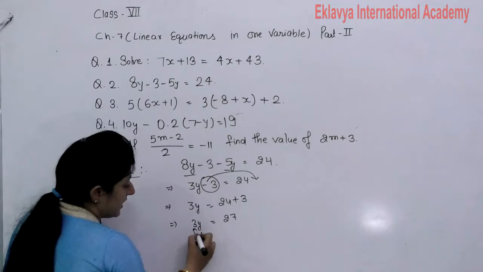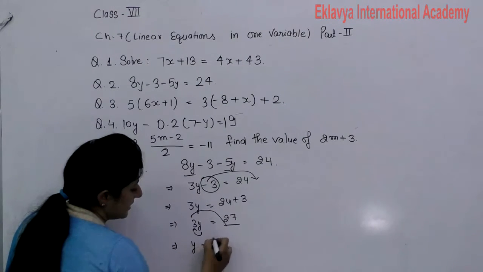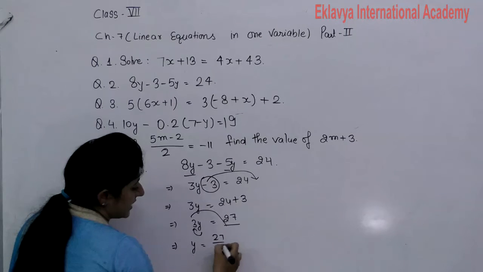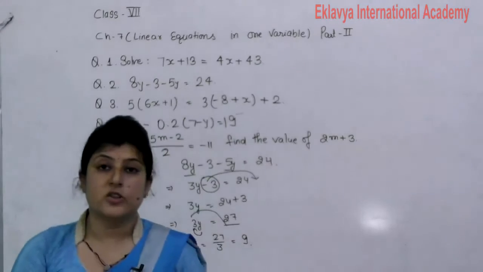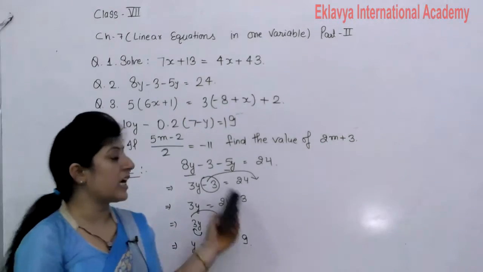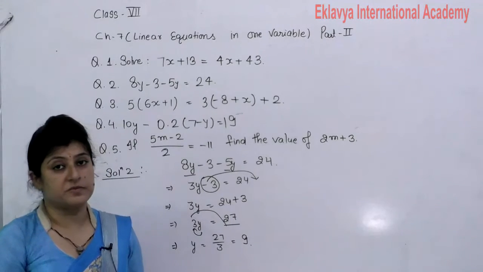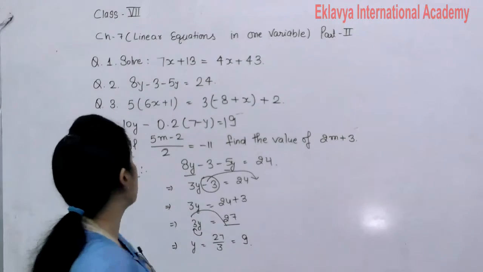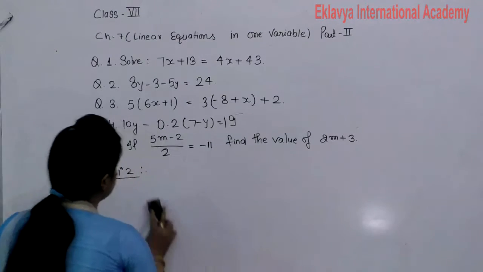Here see, 3 is in multiplication. When you change the side, it will come in division. 27 by 3, it means the y value becomes 9. So we can say y is equal to 9 is the root of this given equation. See now more. Third question.